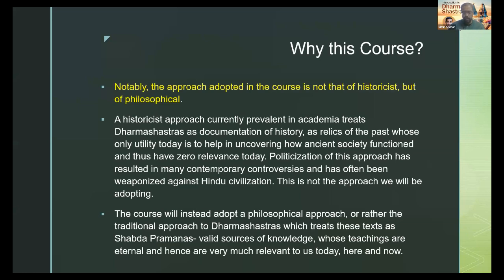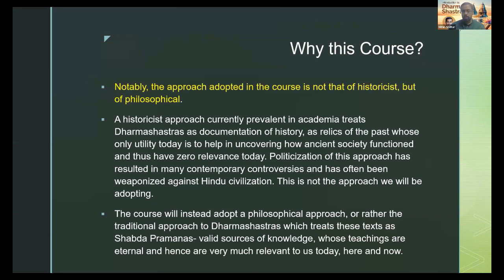Currently, in our academia, as well as in popular culture everywhere, Hindu texts, not just Dharmashastra but the larger Hindu texts themselves, are studied as documentation of history. That is why you see all this Rigvedic age, early Rigvedic, later Rigveda. This is interpolation, that is interpolation. The primitive rituals came first, philosophy came later.